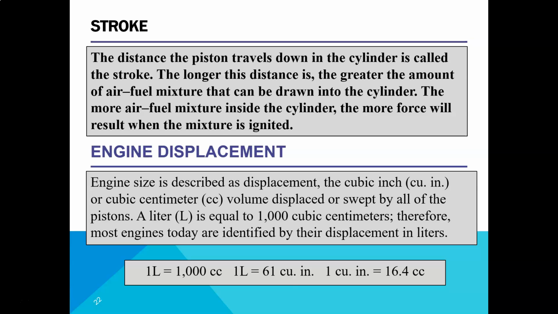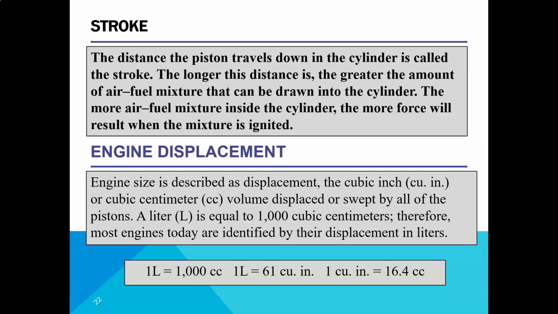So now engine displacement, the size of the engine, is described as the volume displaced or swept by all the pistons. So you can have engines that are small that have the same rating as engines that are bigger, because it's not the outside, it's the cylinder area inside the engine that counts. So the engine size is described as the displacement, the cubic inches or cubic centimeters of volume displaced or swept by all the pistons.